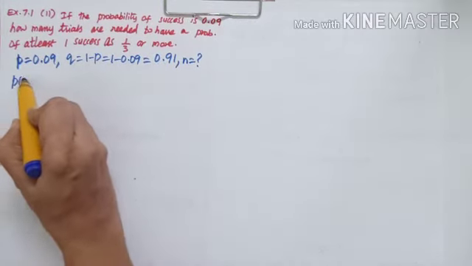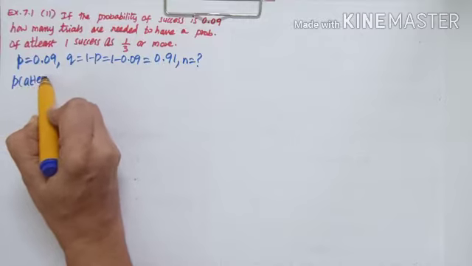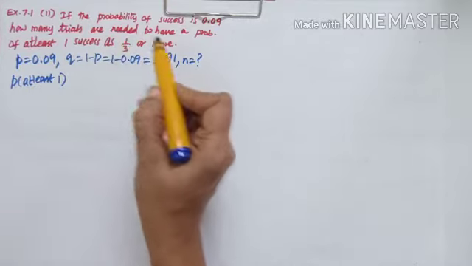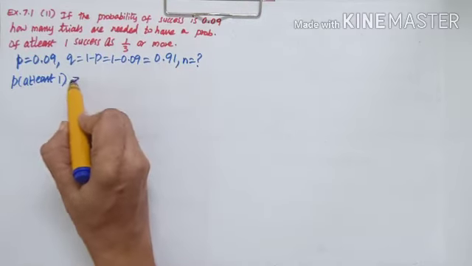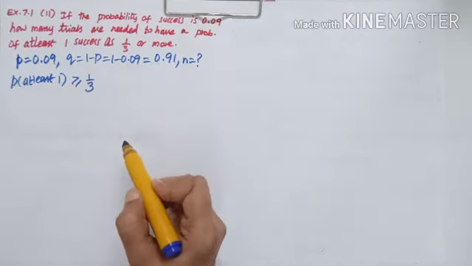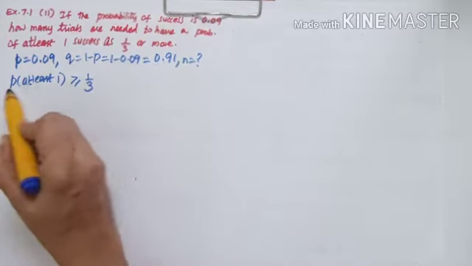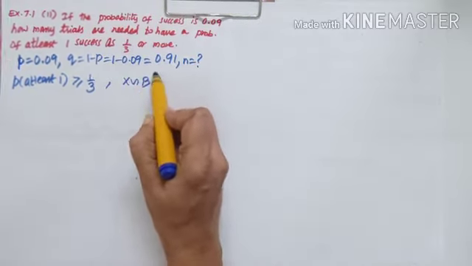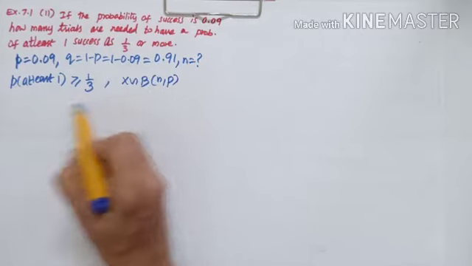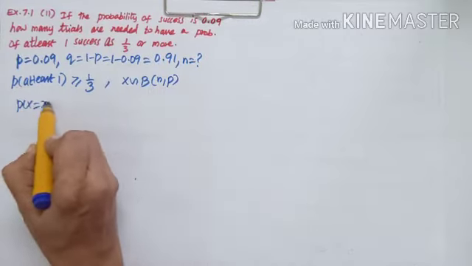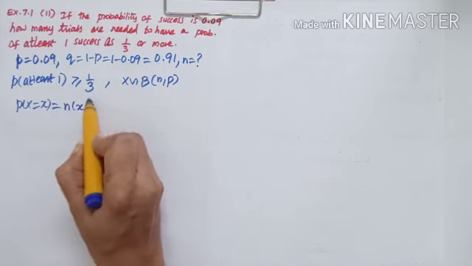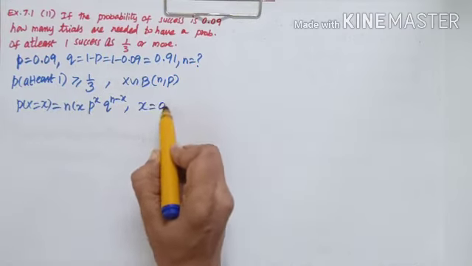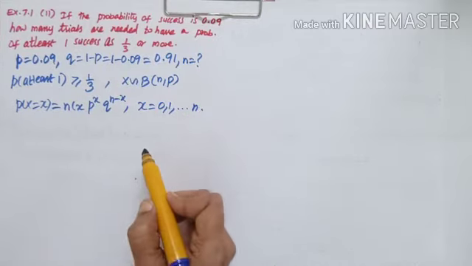Probability of at least 1. So we write at least 1 is 1 by 3 or more. So this answer is greater than or equal to 1 by 3. What do you mean by the word at least 1? Let me write. X follows binomial with parameters n and p. P of X equal to x is nCx p power x q power n minus x, x ranging from 0, 1 up to n.